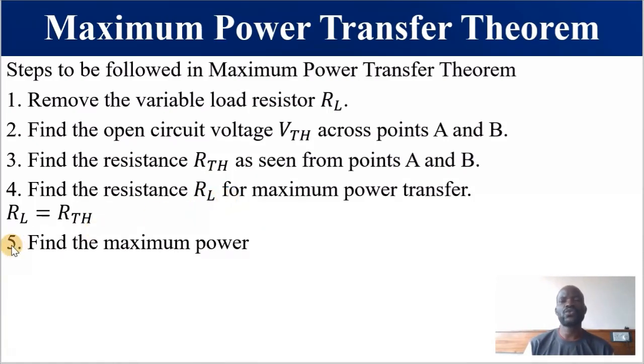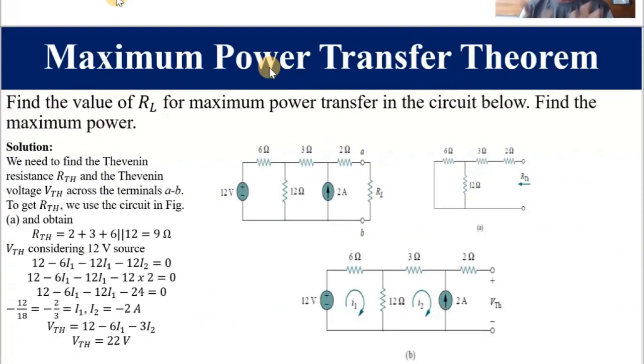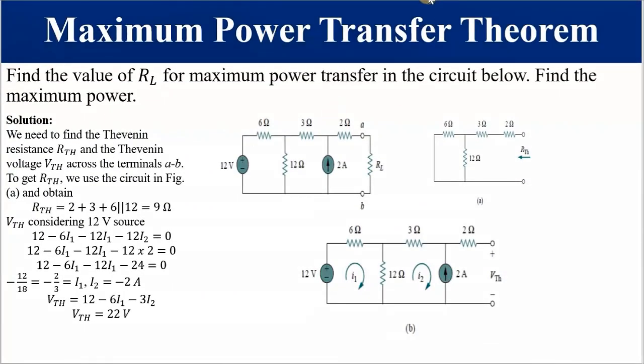Then we calculate the maximum power that can be delivered to a load from E-Thevenin squared divided by 4 R-Thevenin, or divided by 4 RL. And you are done. We now want to apply the maximum power transfer theorem in finding RL, and we are also going to calculate maximum power. The question goes, find the value of RL for maximum power transfer in the circuit below. Then part 2 reads, find the maximum power.